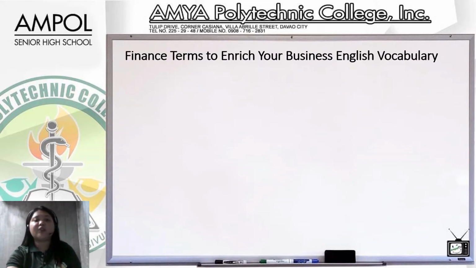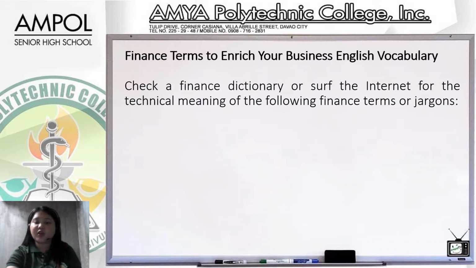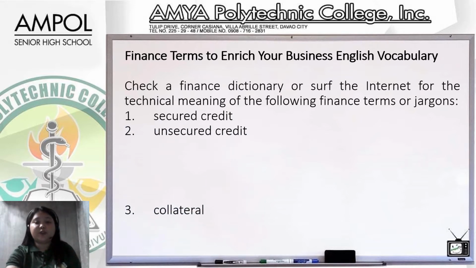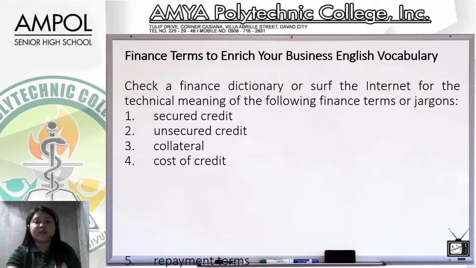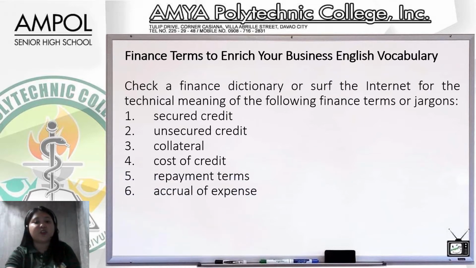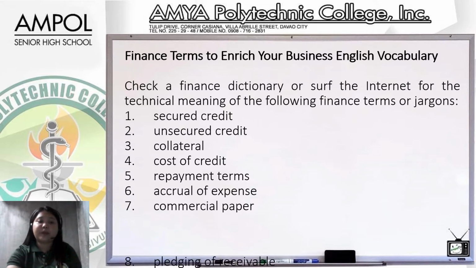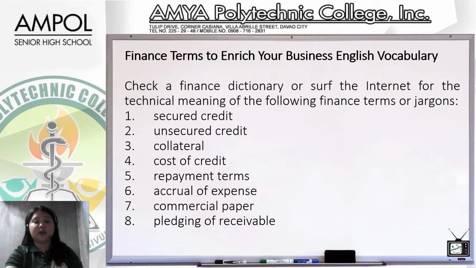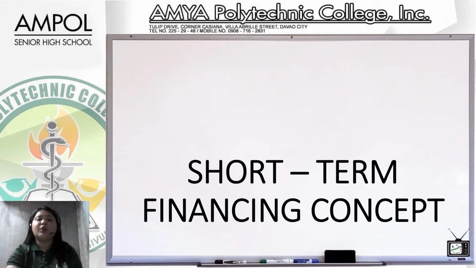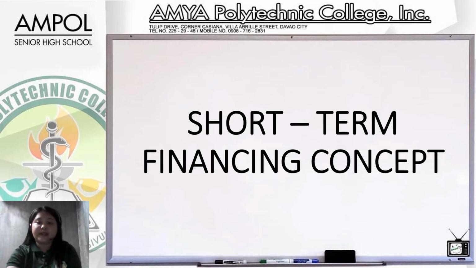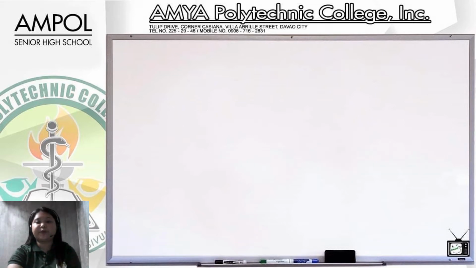And now we have here financial terms that may help you enrich your business English vocabulary. First we have secured credit, unsecured credit, collateral, cost of credit, repayment terms, accrual of expense, commercial paper, pledging of receivable, and also the last one, the factoring of receivable. We are going to tackle these on our next slides. Now we are going to proceed with our lesson for today, the short-term financing concept.